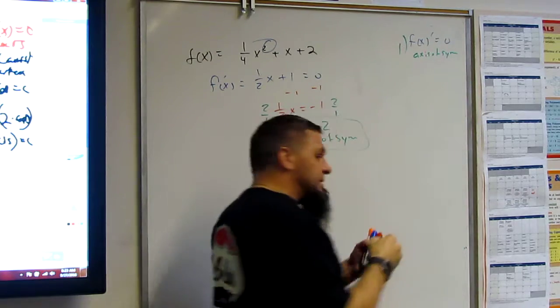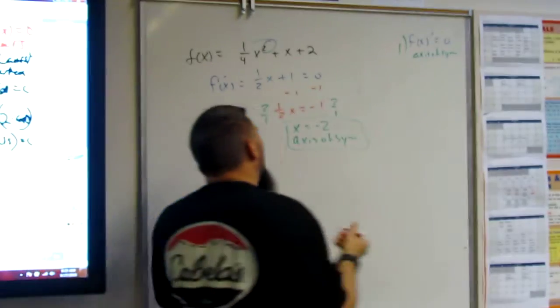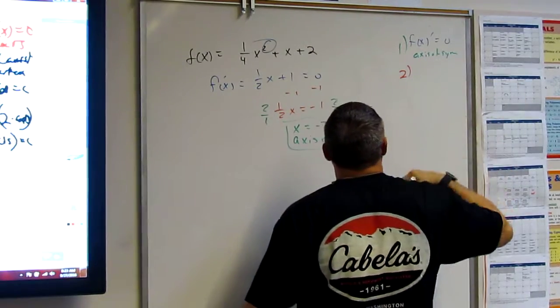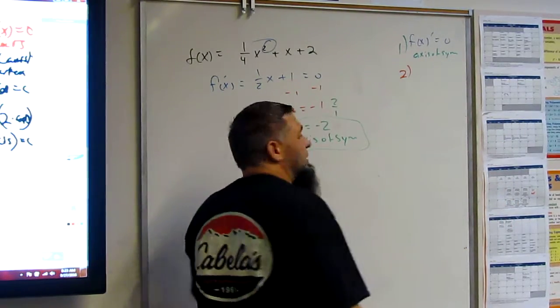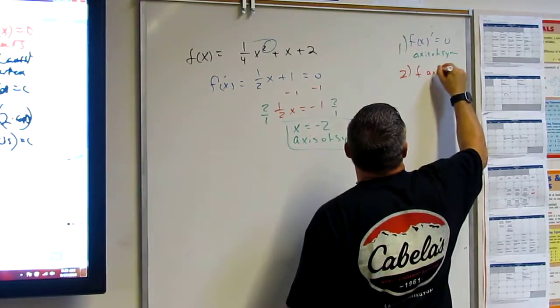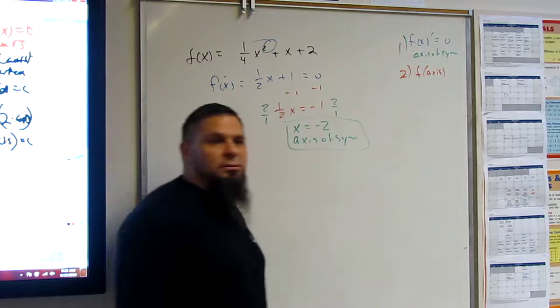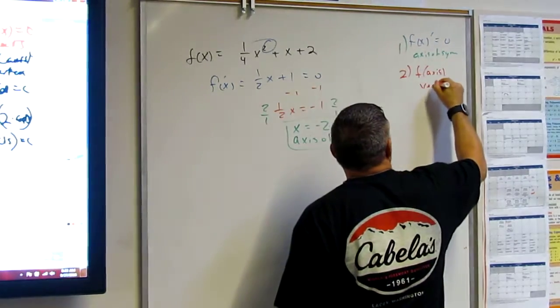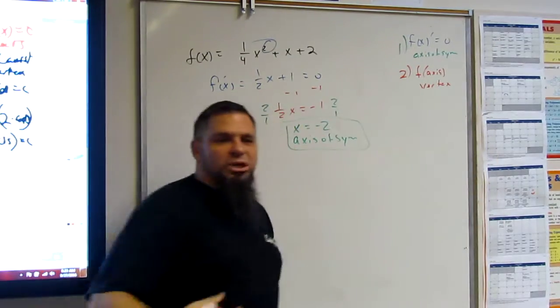Okay, so that's the first step. Right? And the second step is what? Help me out. Come on. Give me something. One thing. Anything. Second step. F of the axis. That's it. All we're doing is plugging it in. What does it equal? The vertex. Okay? That's what we're trying to find.